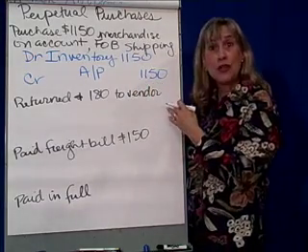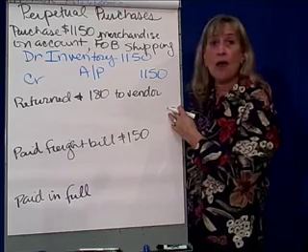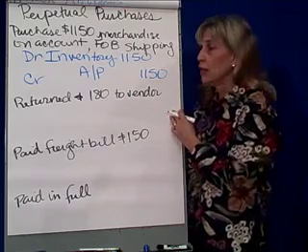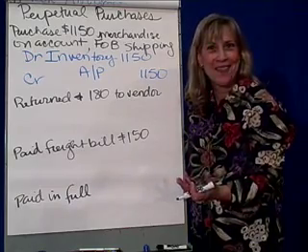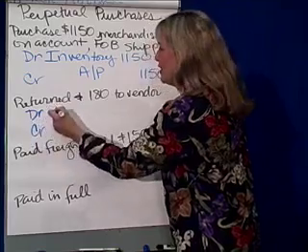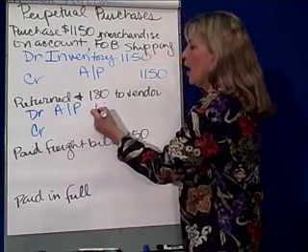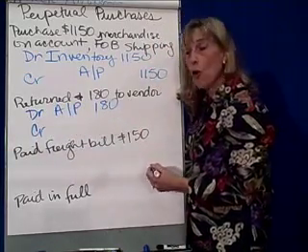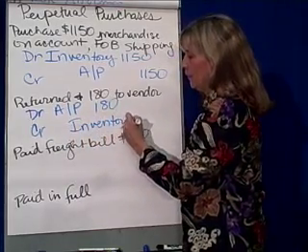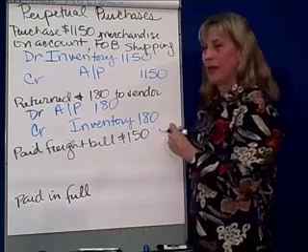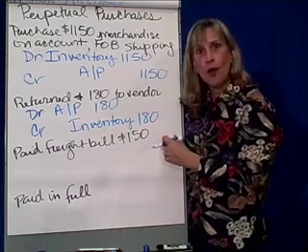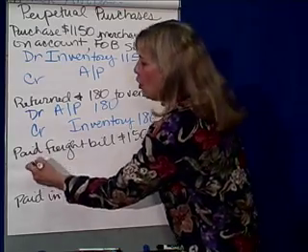So when we return $180 of this inventory to the vendor because we don't want it, we have no purchases, returns, and allowances account. Instead, we're just going to debit accounts payable, $180 because we don't owe it anymore, and we're going to credit inventory, $180. Isn't that exciting?